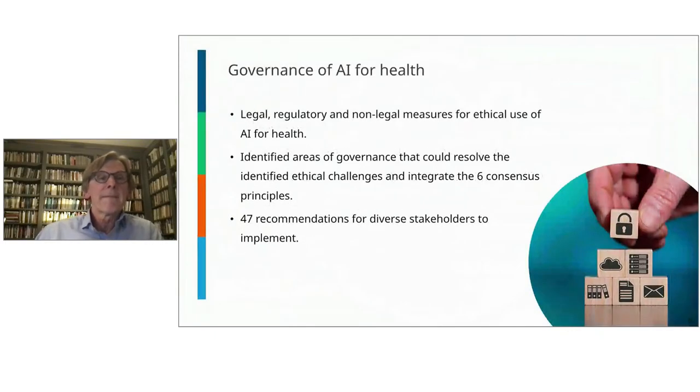Next slide, please. So we have also charted and mapped the existing and possible governance arrangements for AI, looking at extant law and all kinds of experiments that are going on in soft law and self-regulation. And we identified those areas and related them to the challenges and, on the other hand, the consensus principles, seeing to what extent those principles could be exemplified and expressed in those governance arrangements. And then again, those recommendations for different stakeholders that I will come back to at the end. So next slide, please.